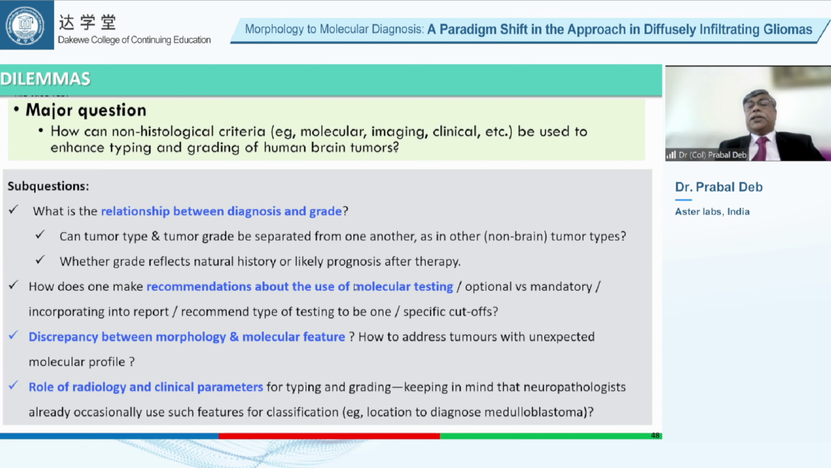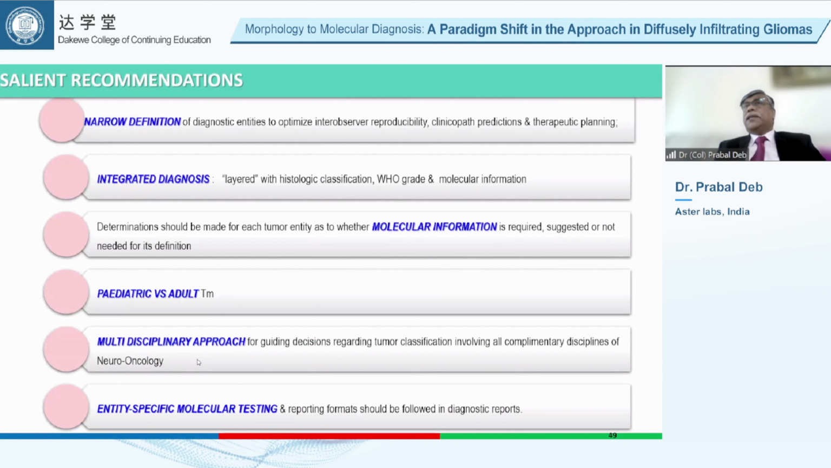Next, what is the recommendation for the use of molecular testing? Discrepancy between morphology and molecular feature, role of radiology and clinical parameters. All these things were missed out in the recommendations of 2016. So it was thought that in order to define and identify distinct entities, we needed to fine-tune various interobserver variations, clinicopathological predictions, and have better therapeutic planning and diagnosis of tumors.